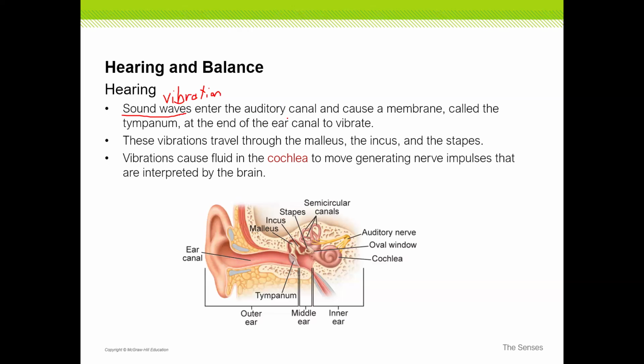So this enters your ear canal, your auditory canal, and causes your eardrum to vibrate. These vibrations then carry up through a couple of bones, the malleus, incus, and stapes, which then start to cause fluid in the cochlea to move. The vibrations move the water in your cochlea, which then gets interpreted by the brain.